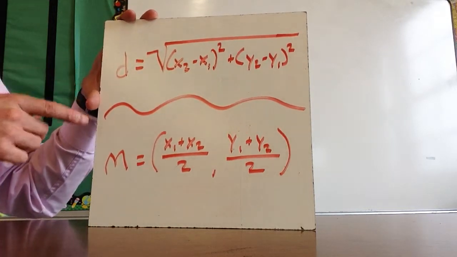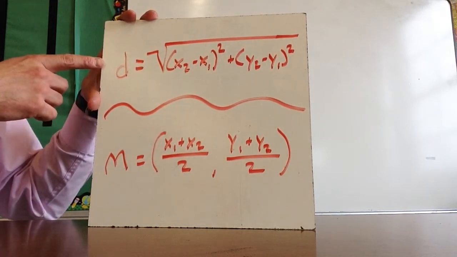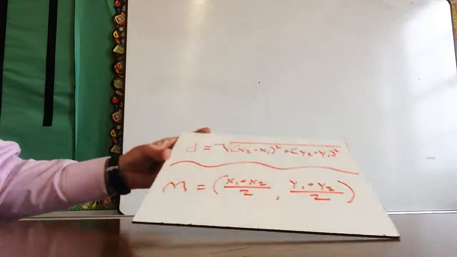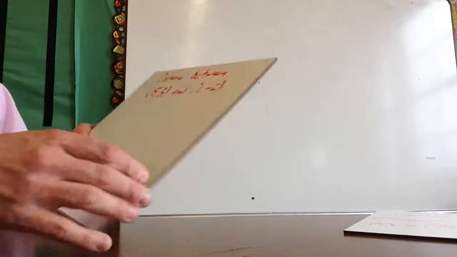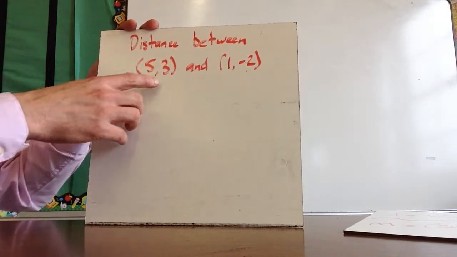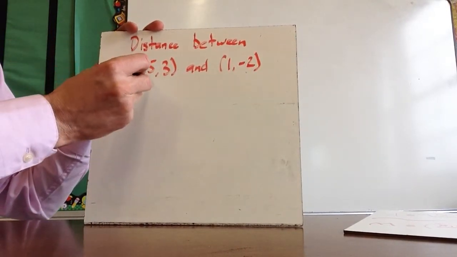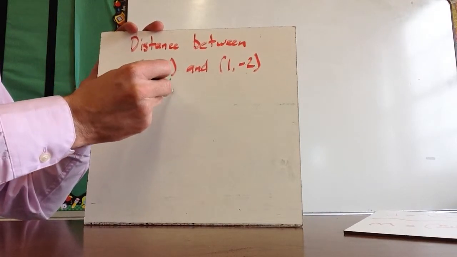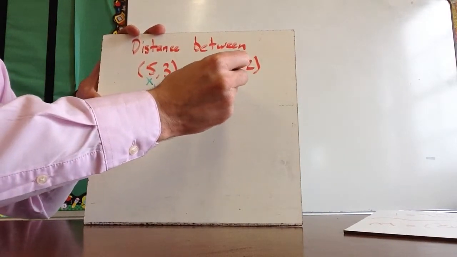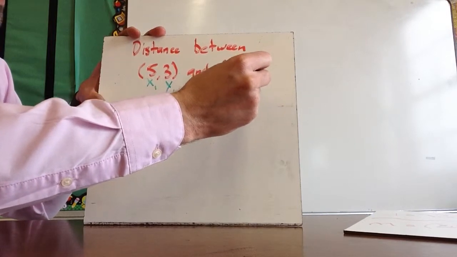We're going to use these formulas to solve the problems. We're going to start by using this first one, which is the distance formula, to solve this problem. What is the distance between (5, 3) and (1, -2)? And so very similar to the way we found slope. If you remember how we were doing slope, you would go x1, y1, x2, y2.